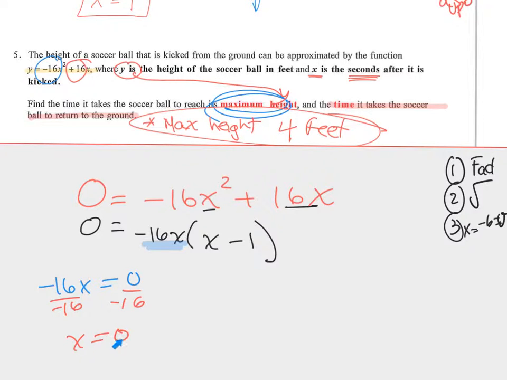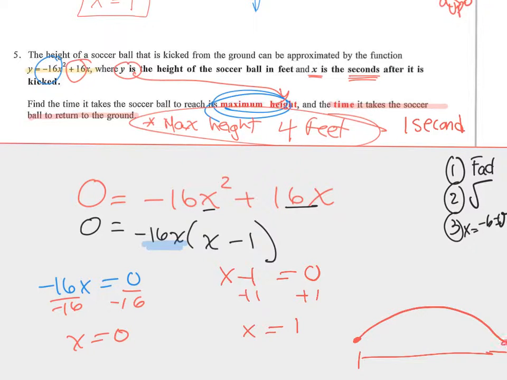This x is 0 is telling me that 0 seconds before you kicked it, you're on the ground. Yeah, I know that that's my first time that I'm on the ground, before I kick it. The next time that I'm on the ground is when x minus 1 is 0. X equals 1. That means that 1 second after you kick the ball, you are going to be back on the ground.